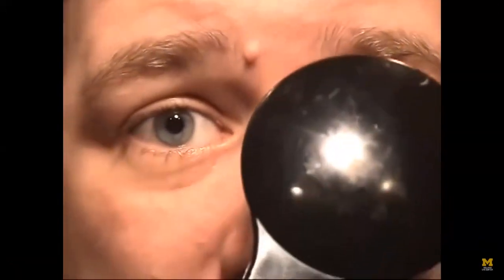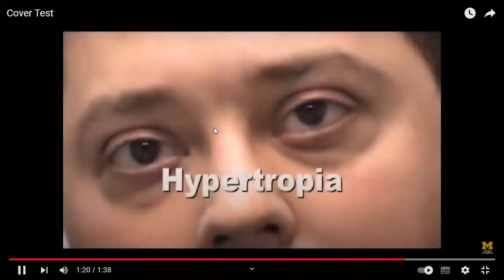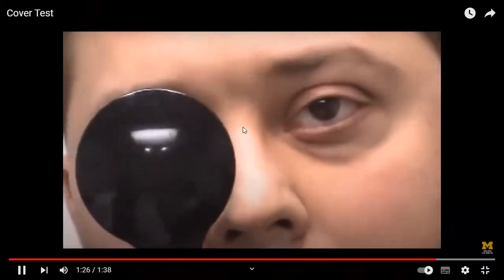As the non-fixating left eye is covered, there is no movement of the already fixating right eye. Here is a patient with a left hypertropia. The left eye is deviated upward. As the fixating eye is covered, this is the last type of finding, hypertropia, which is upward. The deviated left eye moves downward to pick up fixation.